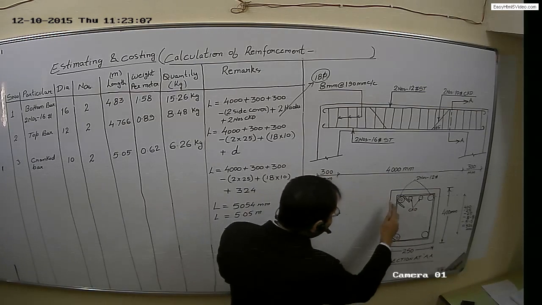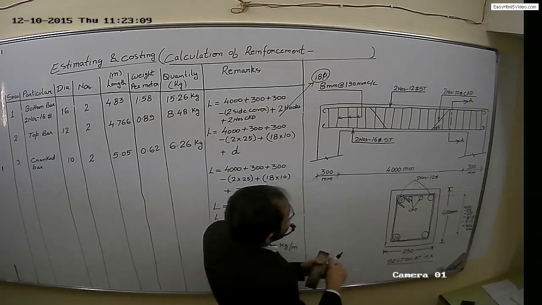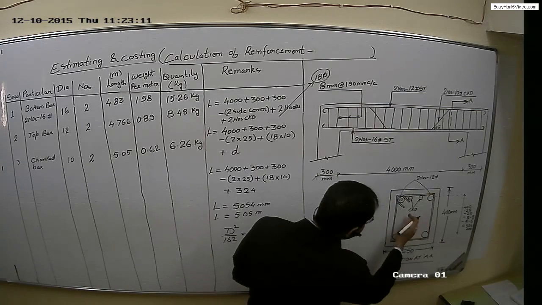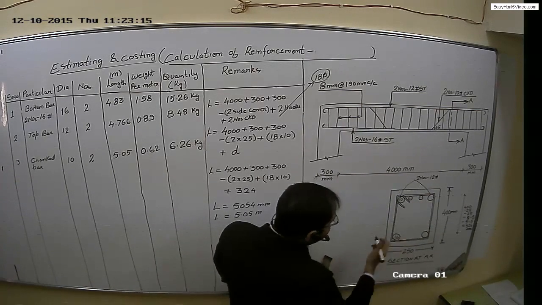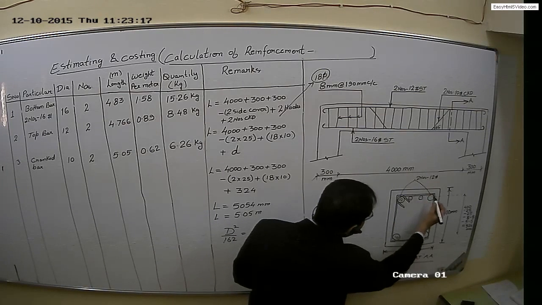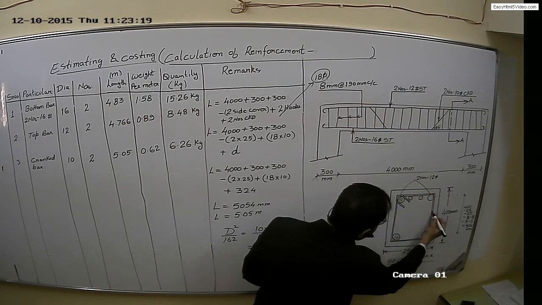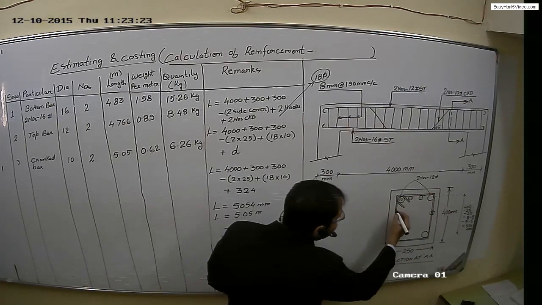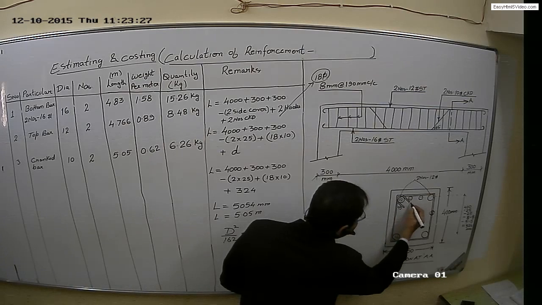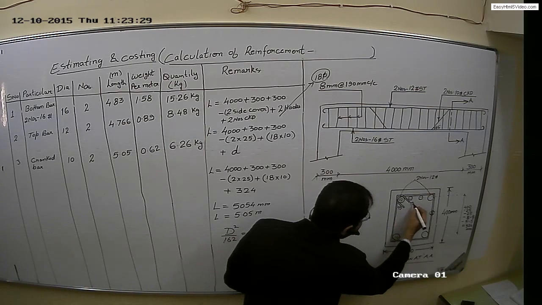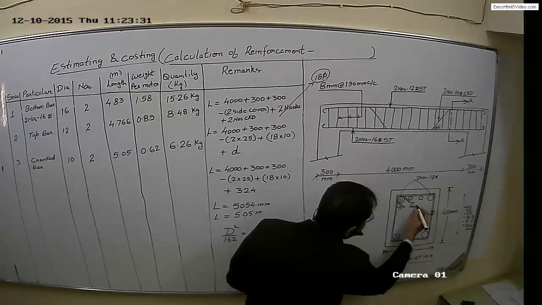Now the stirrups are of 8 mm dia. These are stirrups, right? These are of 8 mm dia. Now there are hooks of 75 mm each. 75 mm hook.